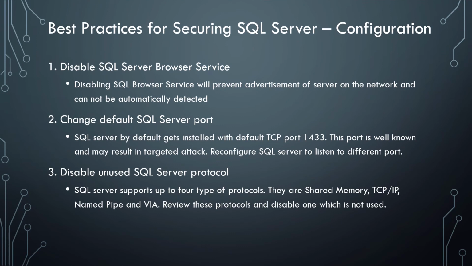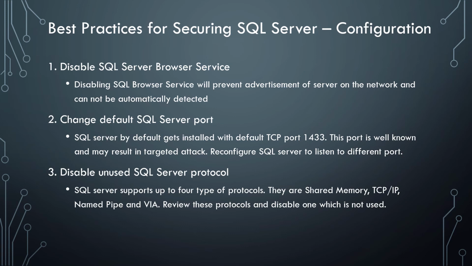In this section, we will discuss security best practices in the configuration phase of SQL Server. SQL Server Browser service responds to SQL Server discovery requests on a network. It should be disabled. This will prevent advertisement of SQL Server on the network so it cannot be automatically detected. A fully qualified connection string is required to establish a connection to the database, hence further reducing the attack surface area.